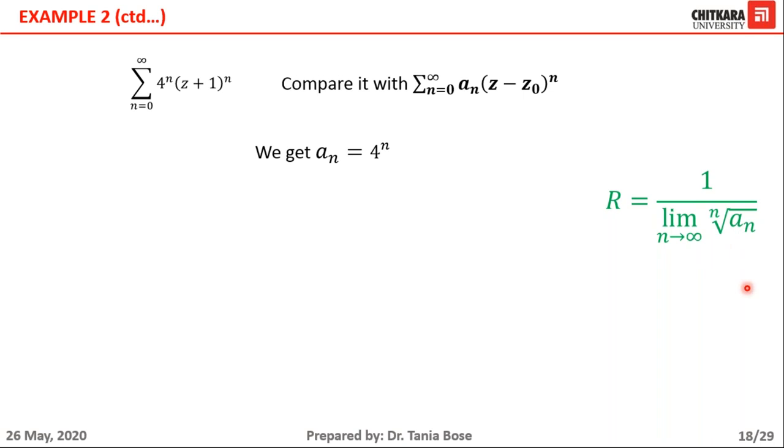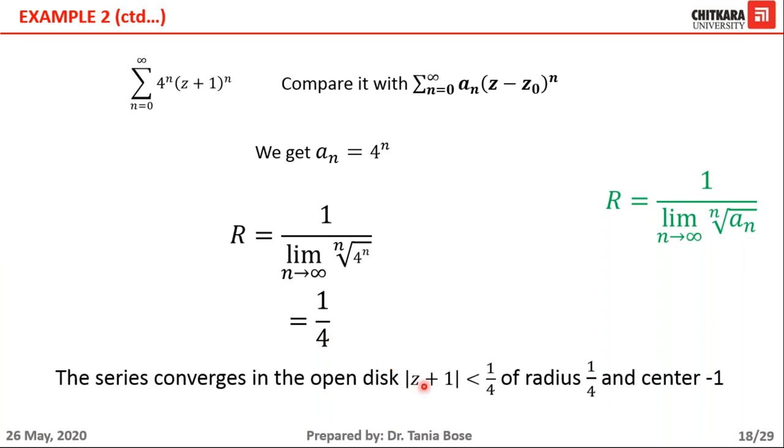So let us apply it. a_n is 4 to the power n, and when I take the nth root of 4 to the power n, nth root means taking power as 1 by n. So n will get cancelled with 1 by n. So what is my answer? It is simply 1 by 4. So how will I write my disk? It is mod z minus z naught less than r. So what is z minus z naught? It is already given to you in the question. It is z plus 1, less than r. What is r? r is 1 by 4.